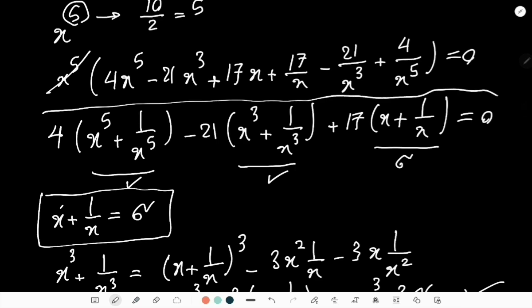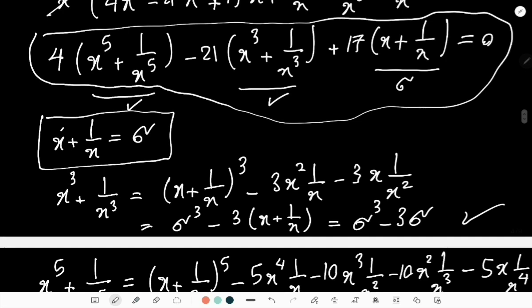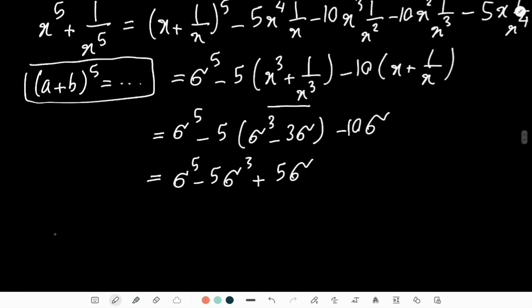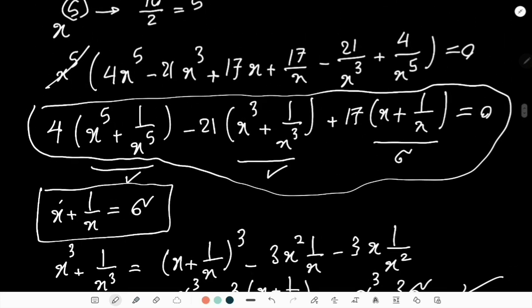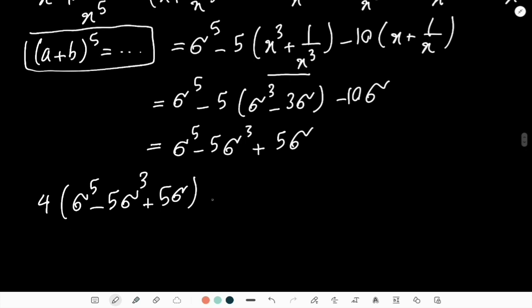You remember that was the second term. So in this equation, I'm going to just replace these parentheses with what I found based on sigma. So I have 4 times the first one, which is basically 4 times this guy here, minus 5 sigma cubed plus 5 sigma. And then the second one is minus 21 and then 17. Okay, then I have minus 21 times sigma cubed minus 3 sigma and plus 17 sigma. This is equal to 0.